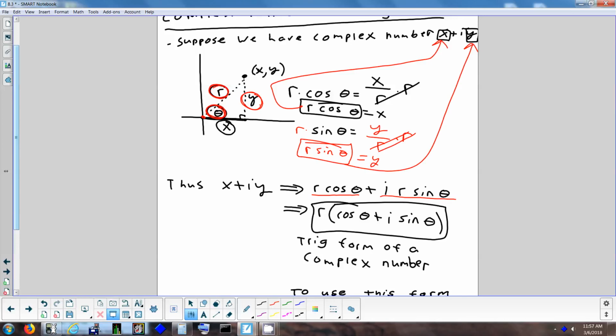So as an example of what a final answer would look like, 3 cosine, I'm just going to make up an angle, 15 plus i sine 15. That's a final answer. You don't do anything with it. You leave it exactly like that.